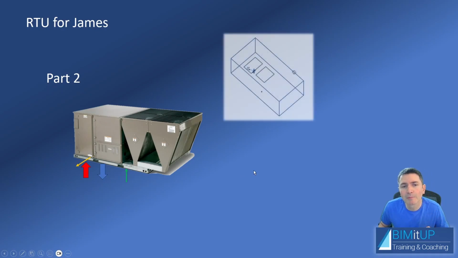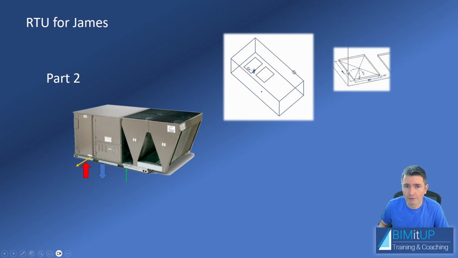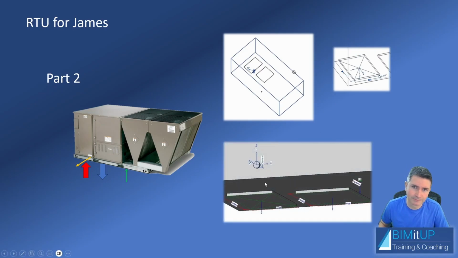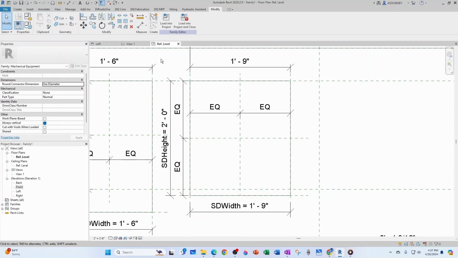But before doing that, we need to create extrusions so we can host the connector to the face of that extrusion. We're going to do that for both ductwork and piping. See you in Revit. Back to the reference level.